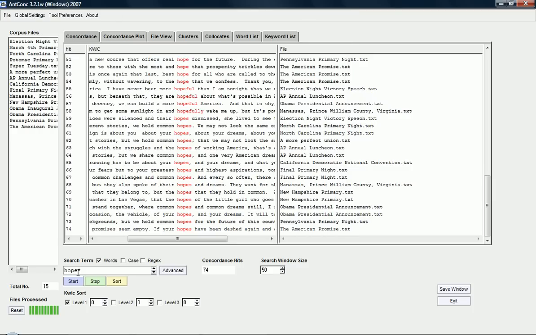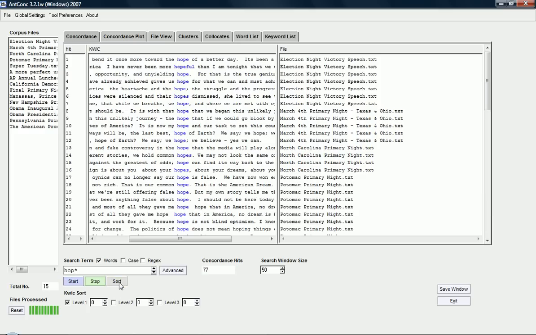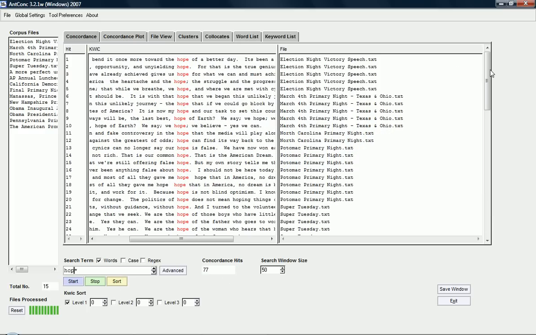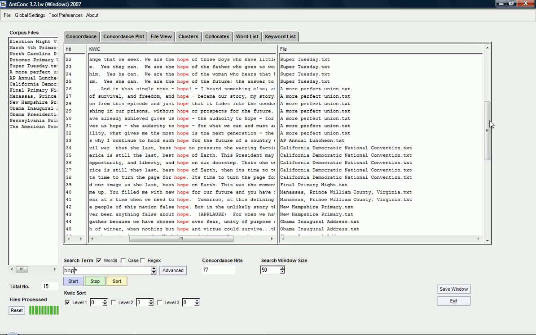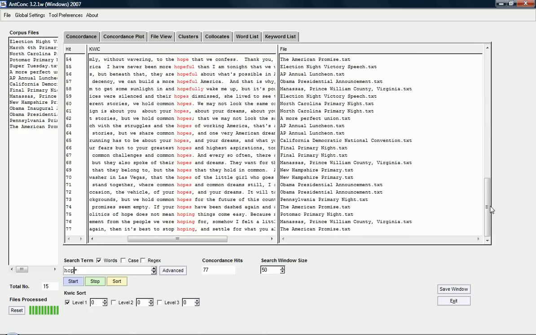Now if I do it just for H-O-P followed by the star, and again sort this, we can see that again it gives us hope, and then it also gives us hopeful, hopefully, again hopes, but additionally it also gives us hoping, of course. So the star symbol can be quite useful sometimes, particularly when you're interested in exploring semantically related words or word forms of a lemma.